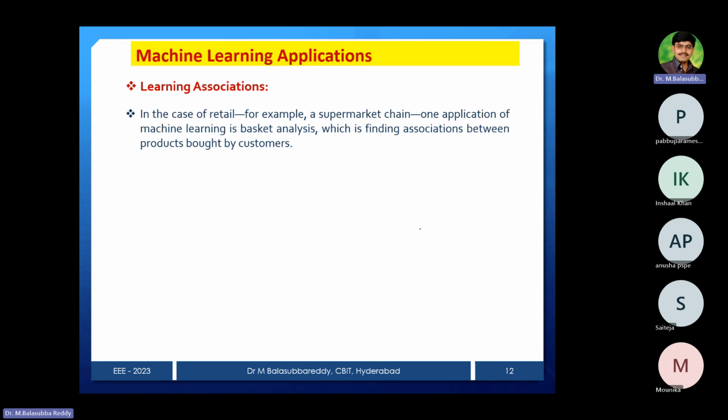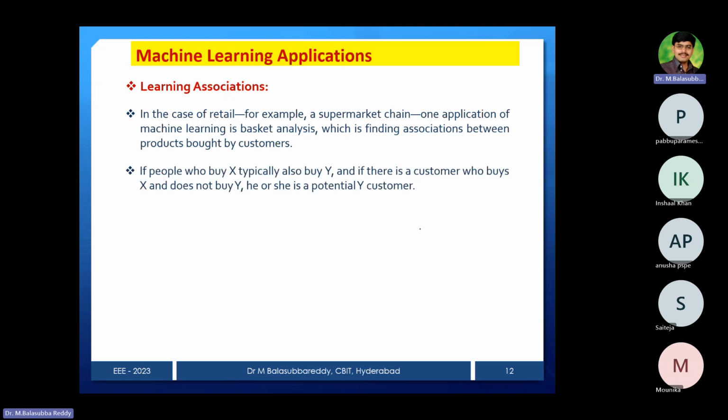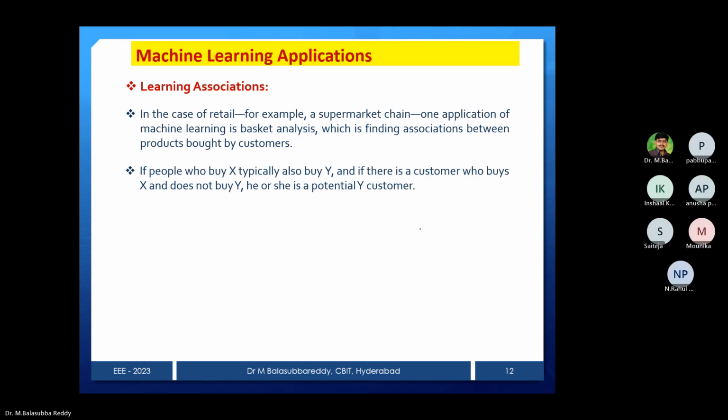What is the association here? Suppose if you buy one product, obviously it's paste and brush, let us assume that. That type of analysis we can easily get, so that the relevant items may be placed in one place or something like that. Now if people buy X, let it be any product, and also buy Y, and there is a customer who buys X and does not buy Y, he or she is a potential Y customer.